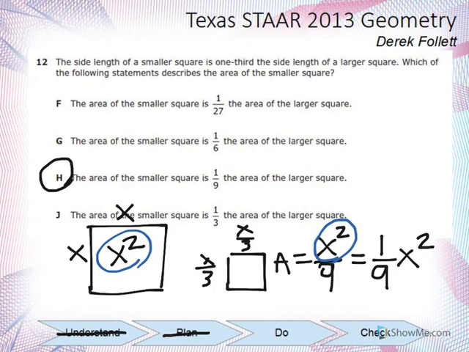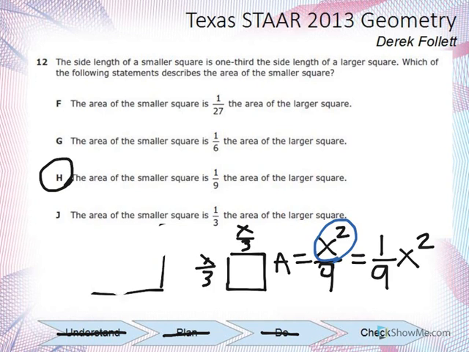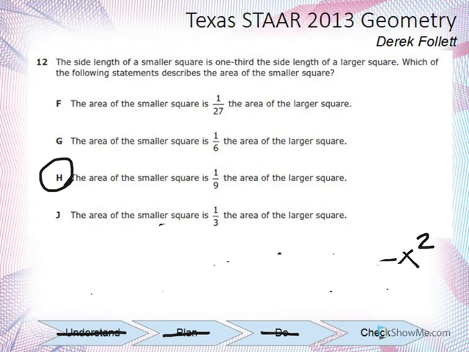Okay, so I've done it. How could I check that? Well, one way I can think of, let me erase this here. If you weren't comfortable using that variable x there, you could just make up a square. Like, let's say, well, I think the answer is 1/9.